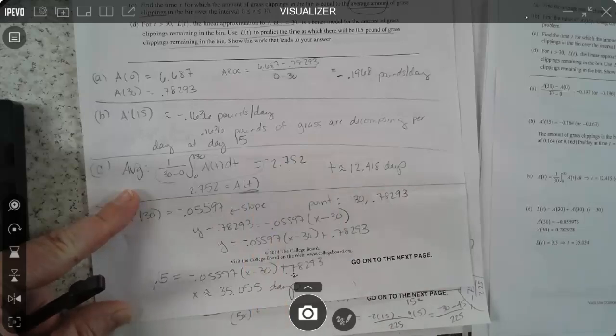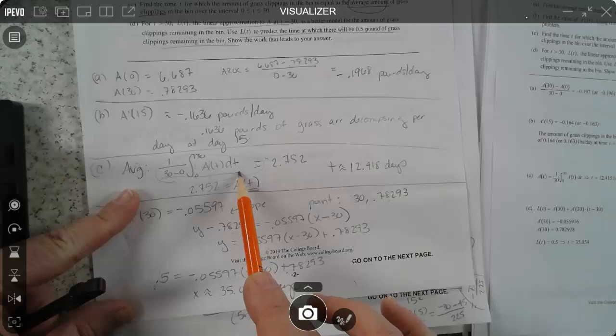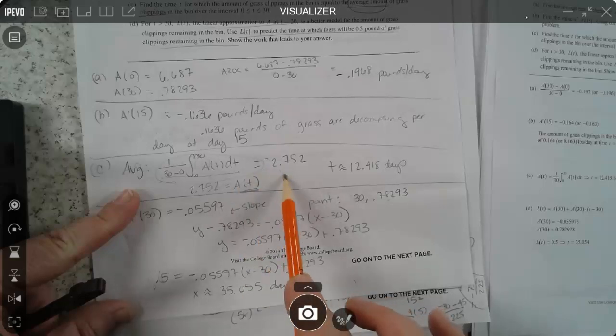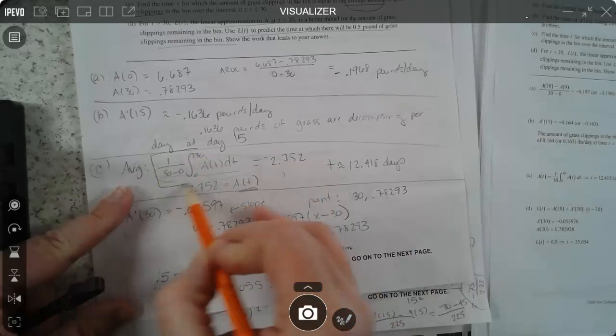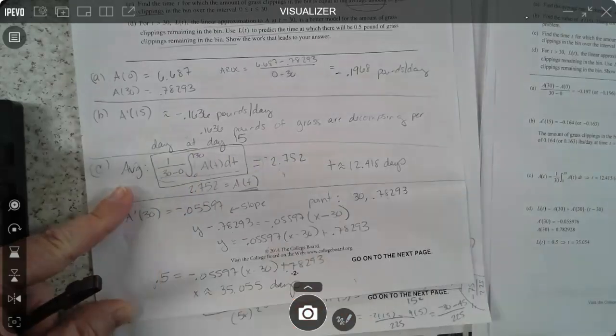So here's what I did. I found this value on my calculator. That's not the answer though, okay? But just from doing this, you got a point. If you just set up the average value, you got a point.